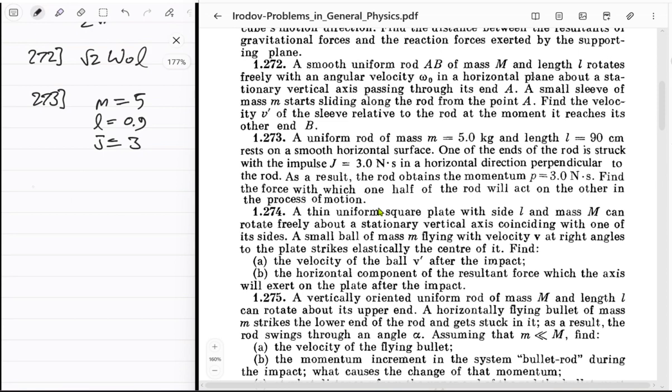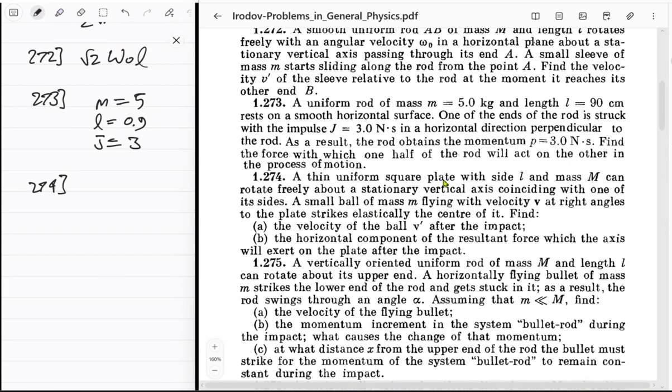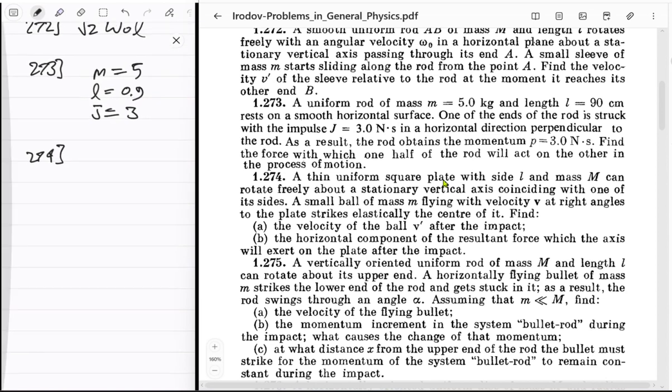274. A thin uniform square plate with side L and mass M can rotate freely about a stationary vertical axis coinciding with one of its sides. A small ball of mass M flying. Okay, so this is the thing: a square plate, side L, mass M, rotating freely about a stationary vertical axis coinciding with one of its sides. A small ball of mass M.